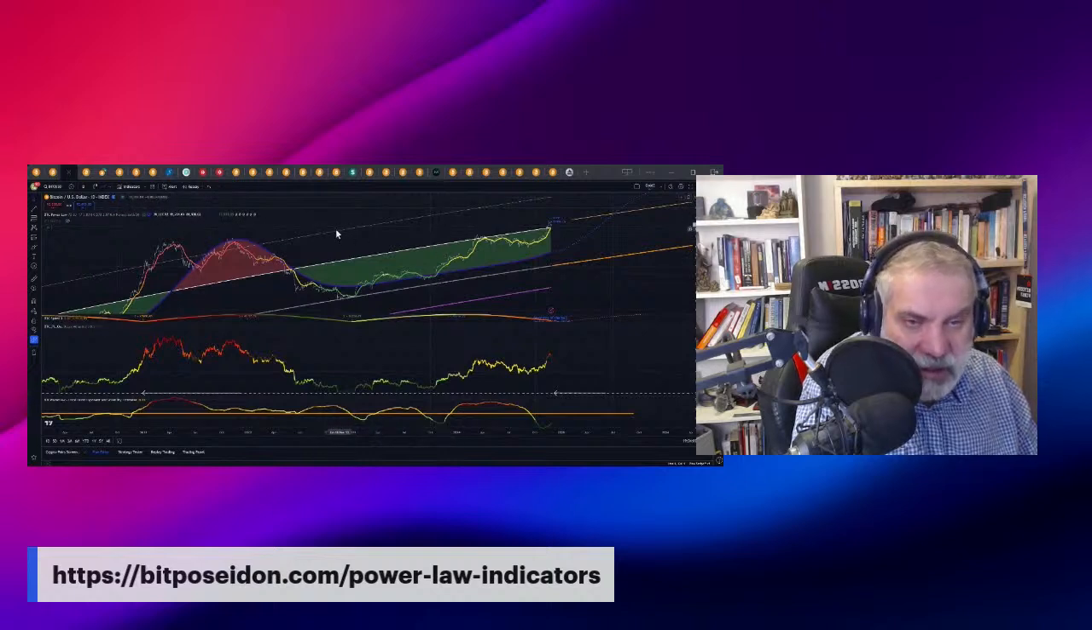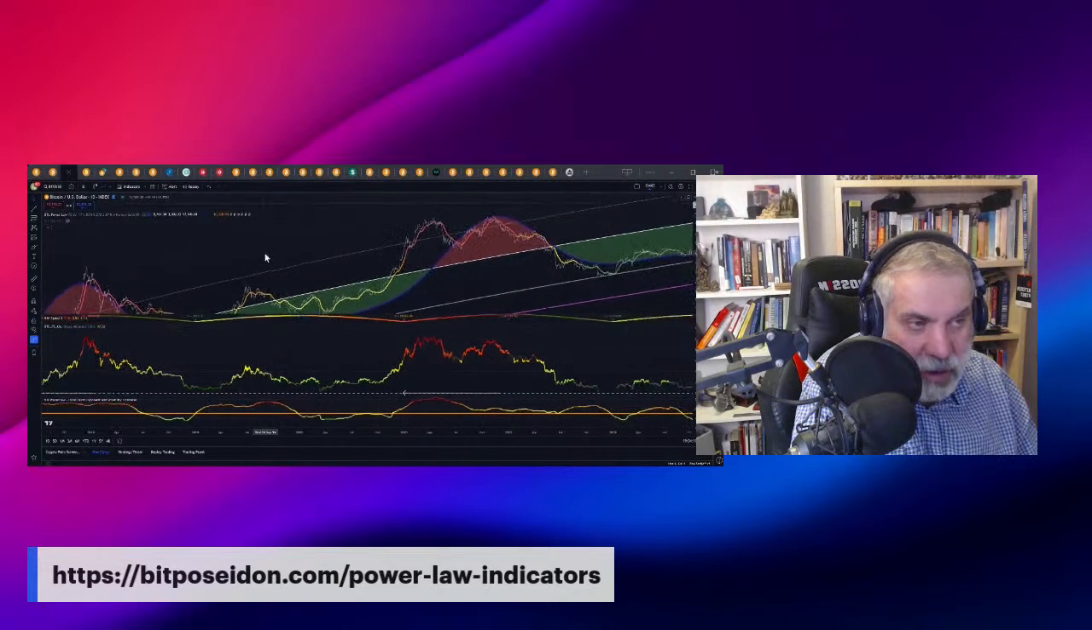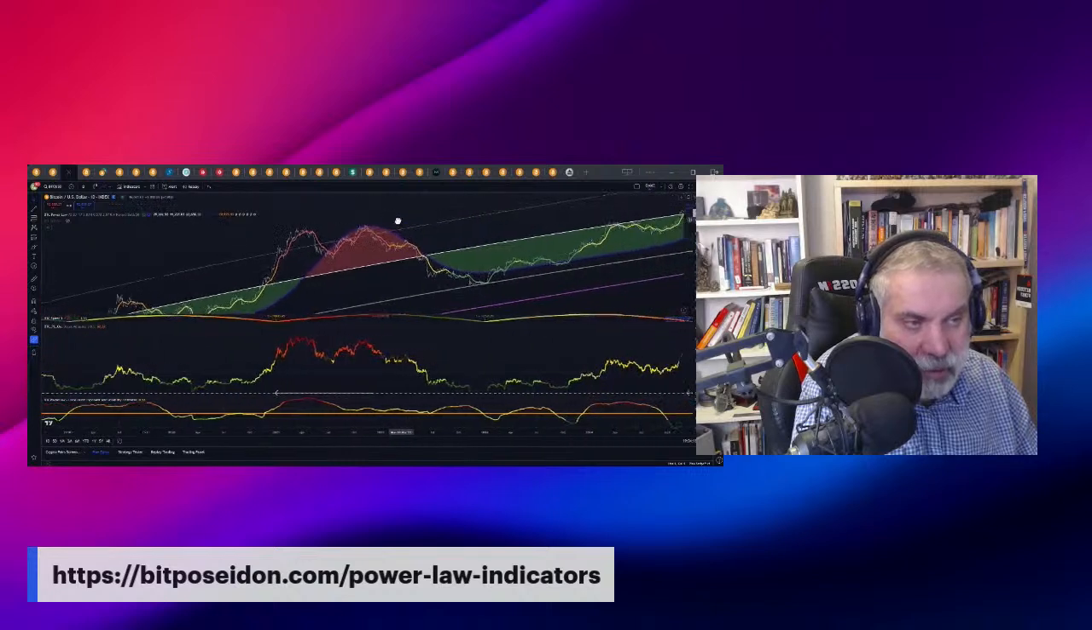But this is also what it is trying to do. If you go above here, you are probably coming into a very hot region, and we are coming close to the top. Plus, you have these to tell you where we are expecting the top.